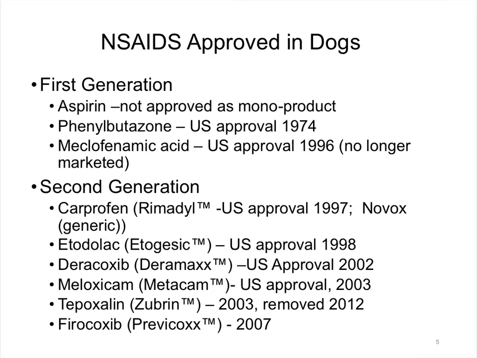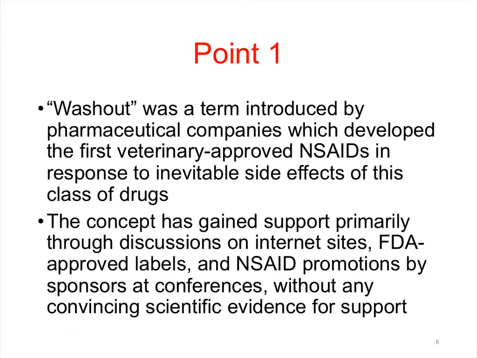It wasn't until we saw carprofen, and we'll talk about that, and it was approved in 1997. And then along came others, Totolac, the Coxibs, meloxicam, topoxylin, which are different classes of drugs, and Firocoxib. So just to give you some perspective, everything started with the marketing of carprofen because aspirin has never been approved as a mono product, and no drug company was particularly concerned about its veterinary use.